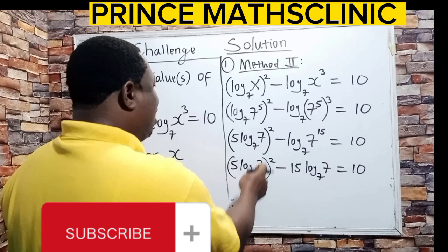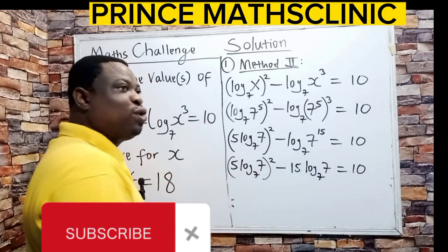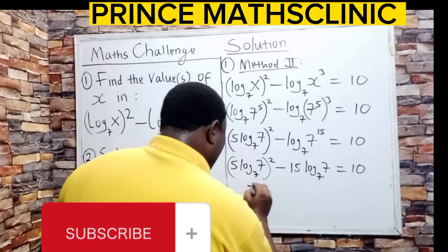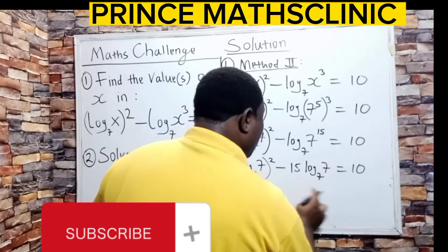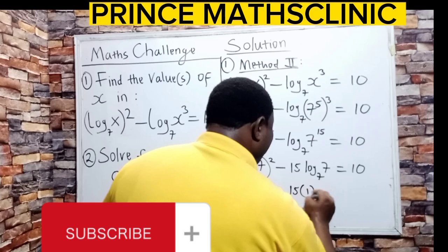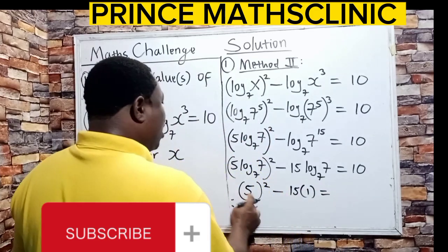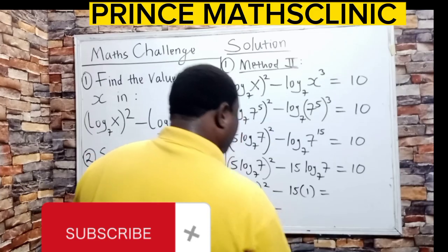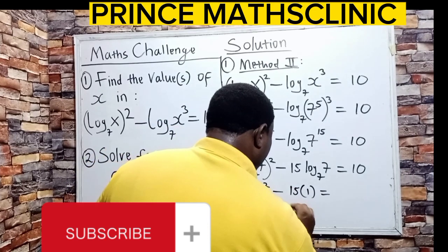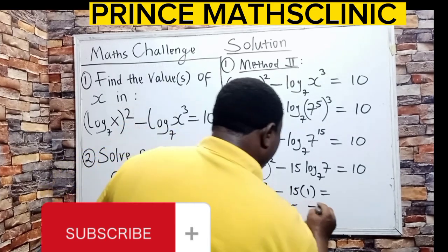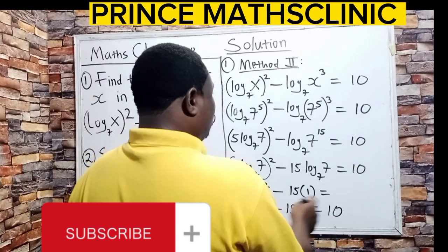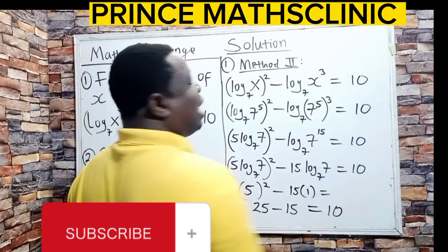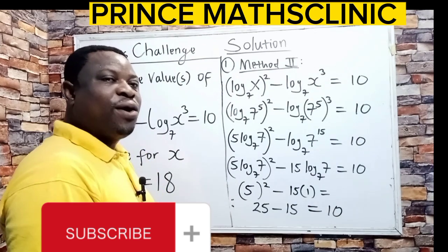I know that when my log and my base are the same, it turns to 1. So what I have here will now be 5 squared minus, this becomes 1 again, 15 times 1. Then 5 squared is 25. And 15 times 1 is 15. 25 minus 15 equals 10. So you can see that 10 equals 10. That's the meaning. So it means we are correct.